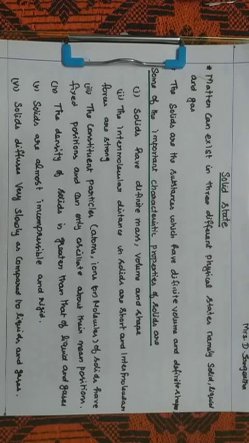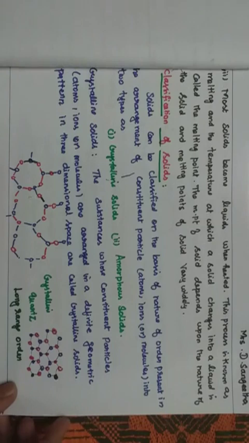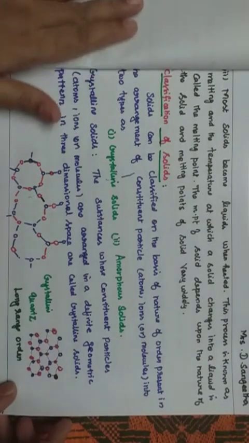Next, the density of solids is greater than that of liquids and gases. Solids are almost incompressible and rigid. Liquids we can compress to some extent, gases are highly compressible. Solids diffuse very slowly as compared to liquids and gases. These are some important characteristics of solids. And the last point of the characteristics of solids.